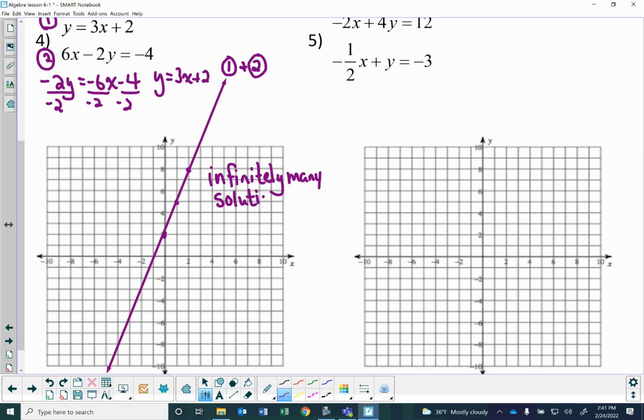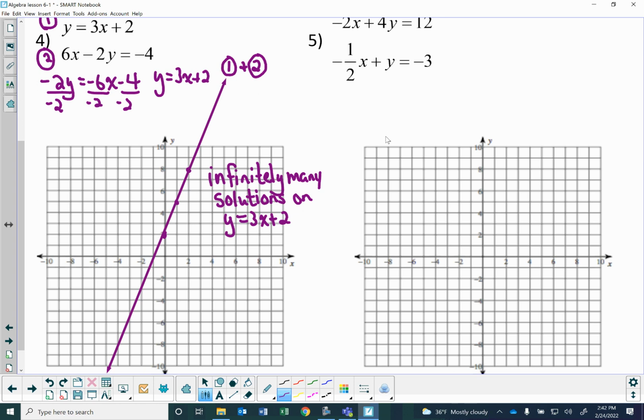But it's not just anything I choose. I can't choose just any coordinate point and have it be a solution. It has to be on this line, the line y equals 3x plus 2. So I need to say infinitely many solutions on y equals 3x plus 2, which means any point that lands on the line y equals 3x plus 2 is also a solution of 6x minus 2y equals negative 4.